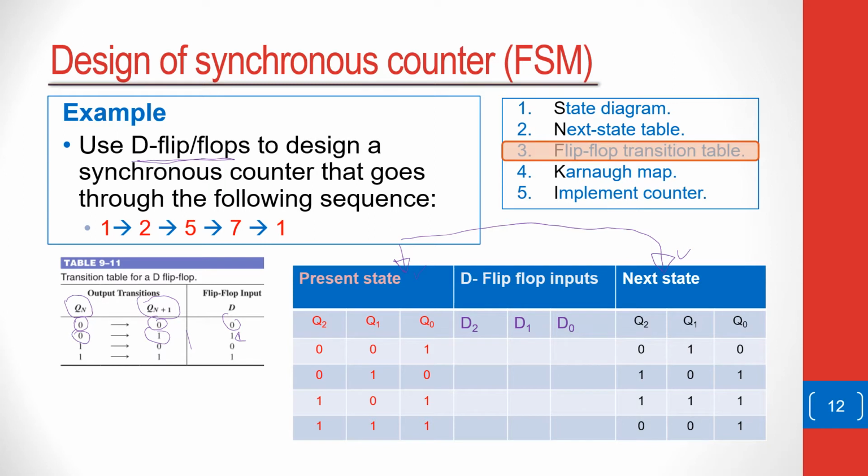In fact, we can see that the input of the D flip-flop simply has to be equal to the transition that we want it to be. So if we want it to transition to 0, the input has to be 0. If we want it to transition to 1, the input has to be 1.